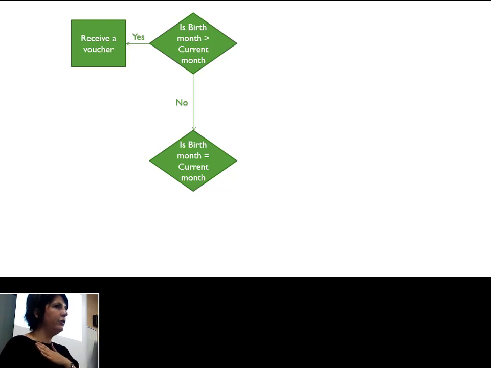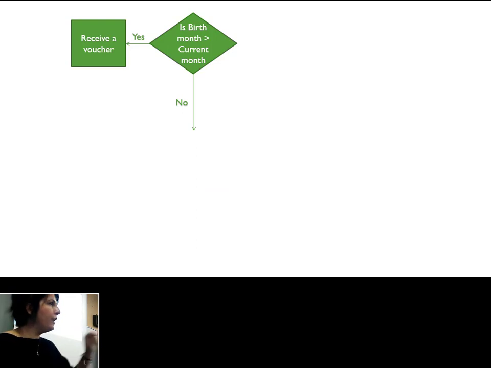Alright? Because my birthday is today. Then, my second test: is the birth month equal to the current month? If the birth month is equal to the current month, can that person get a wine voucher straightforward? Not yet, because it all depends on the day. So let's look at the day. Sorry, back to our nested if.